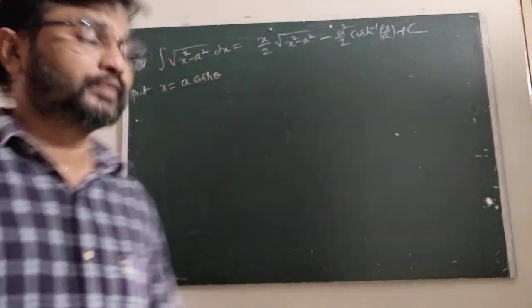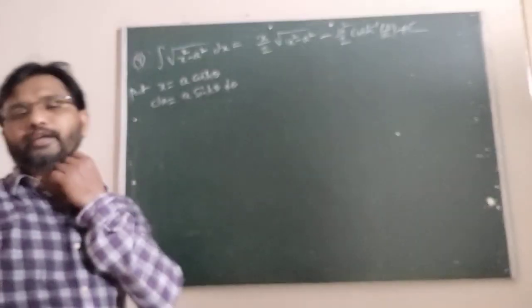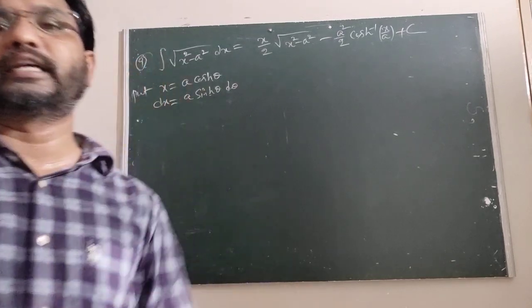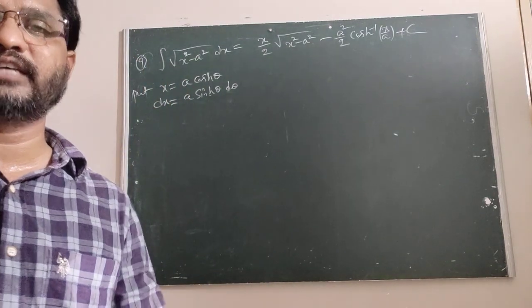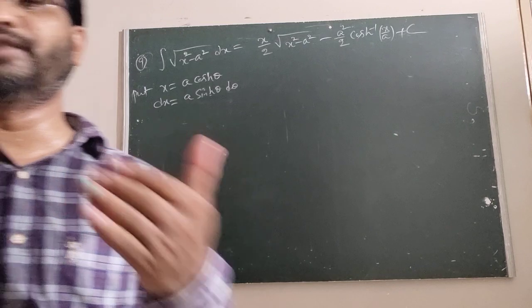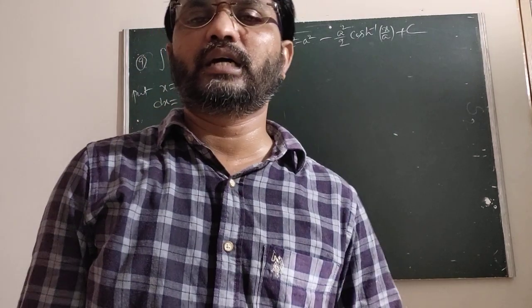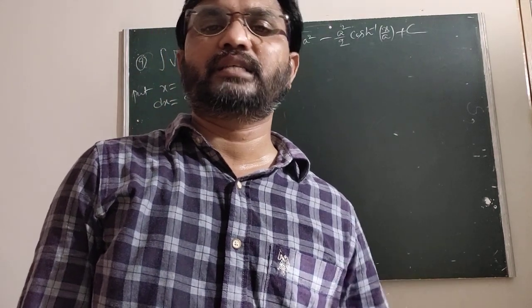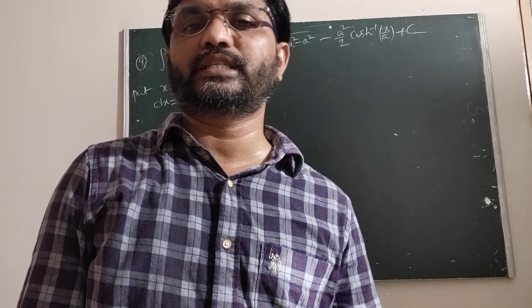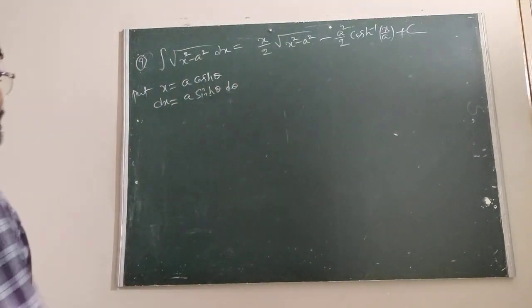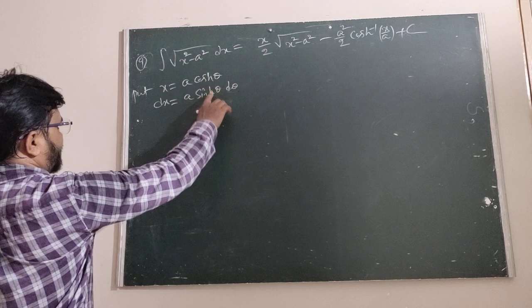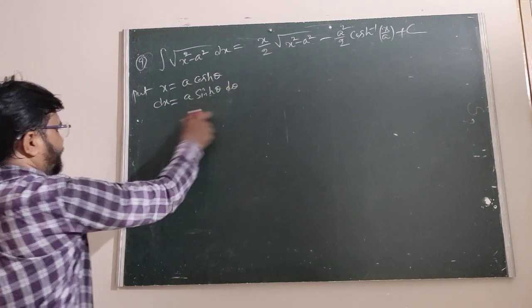Now differentiating. The derivative of x is dx. The derivative of cos h theta is sin h theta d theta. Once again I remind you, we do not take the opposite sign in the case of hyperbolic functions. The derivative of sin hx is cos hx, and the derivative of cos hx is sin hx. Therefore here, the derivative of cos h theta is sin h theta d theta.